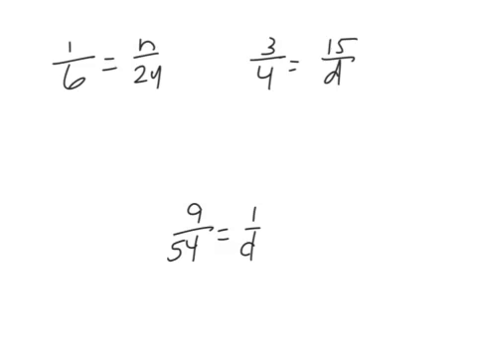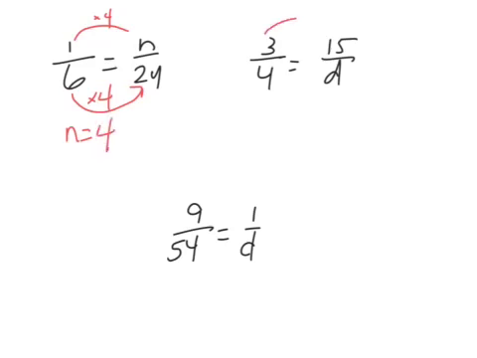So I'm only going to do 3 of these next ones because you have had a lot of practice with this recently. Remember, all it's saying is what did I do to my 6 to get to 24? I multiplied 6 by 4. So I need to multiply the 1 by 4, and I get n equals 4.